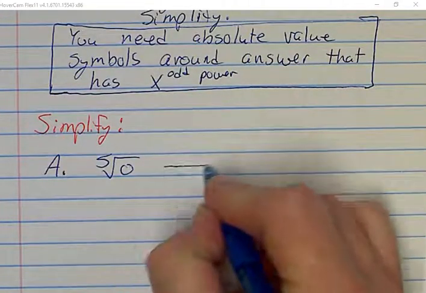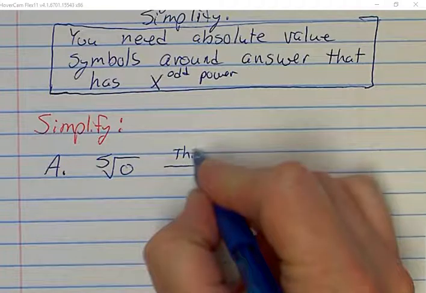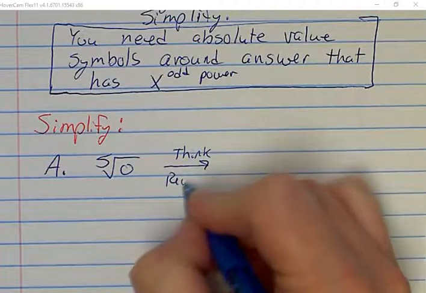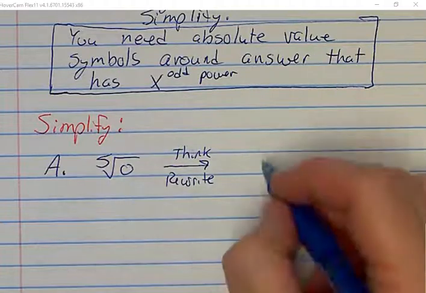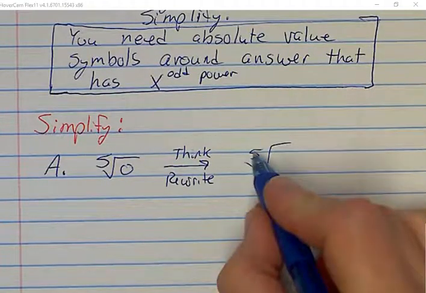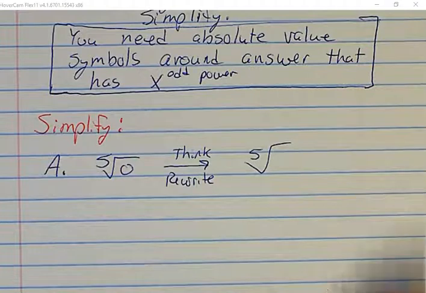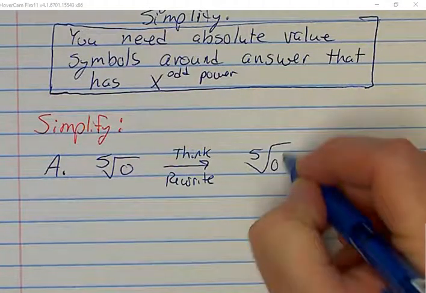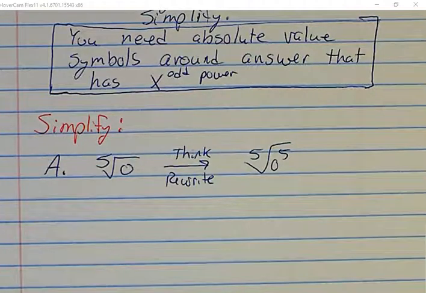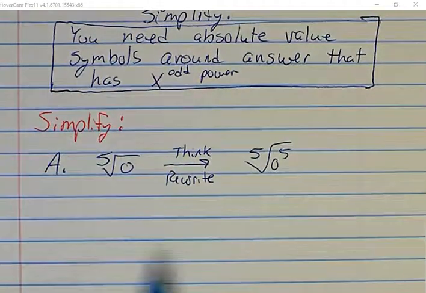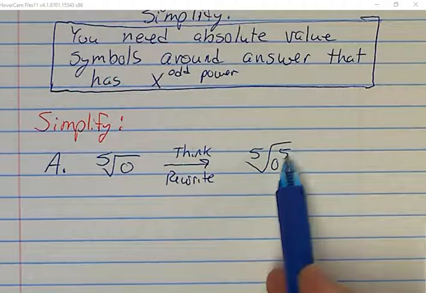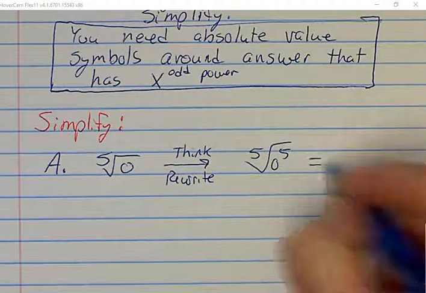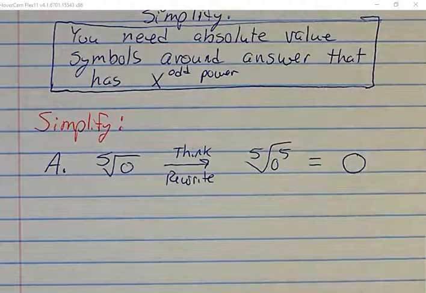And what you've got to think on these, or you could even rewrite it in some cases, depending on the numbers here, is you've got to get this power to match with this root. What happens if you multiply 0 five times? So 0, right? Doesn't really change anything. So for this one, we could think that if we're doing the square root of 0, that's really 0 to the fifth power. And that way, these two things would knock each other out, and then the answer would be just 0.